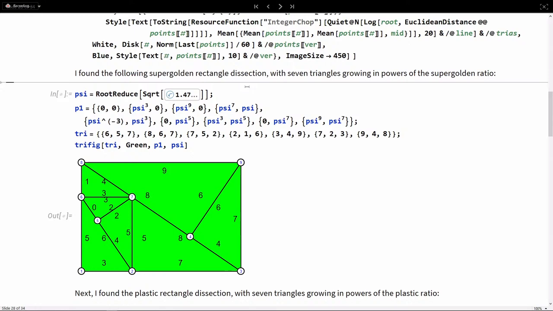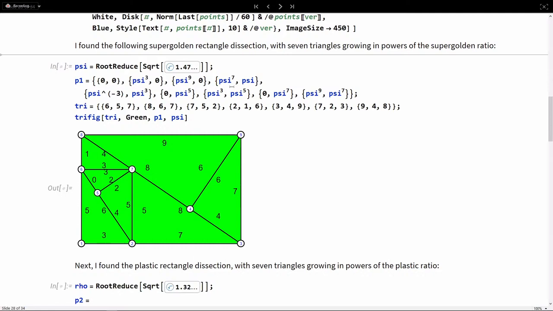With the super golden ratio, I found this series where I use 0, 2, 3 triangles. And if you multiply it by that value again, you're just basically adding one to each of the powers. So 0, 2, 3 is equal to 1, 3, 4, and so on. All of these triangles are similar. They are in series. Each one has an area this much larger than the previous one. And all seven of them assemble together to make a nice rectangle with sides in the ratio of the super golden ratio.